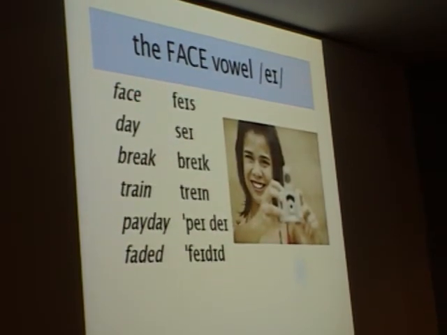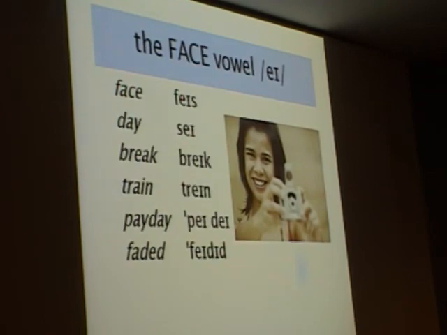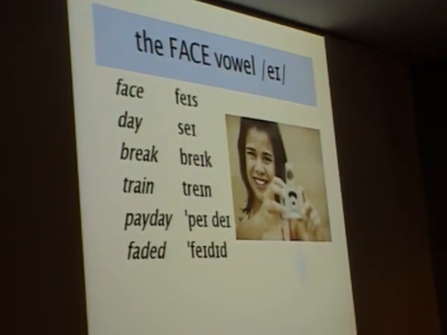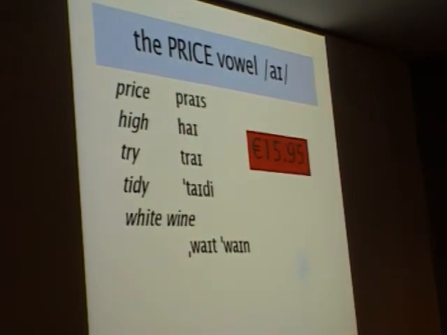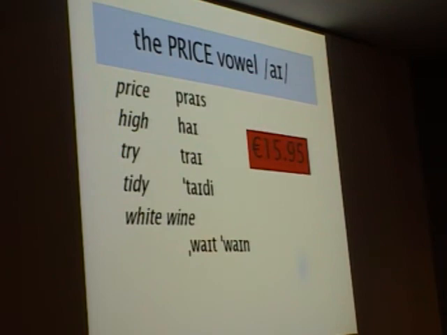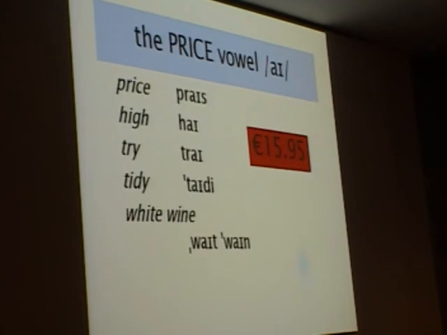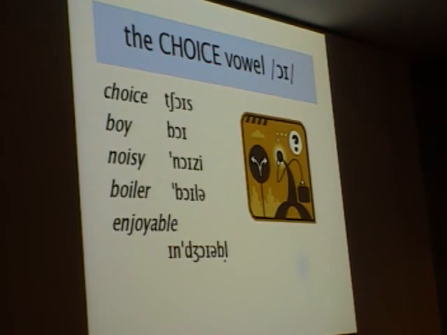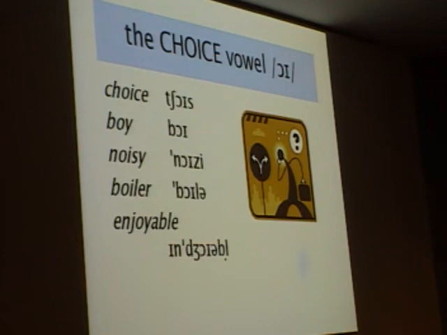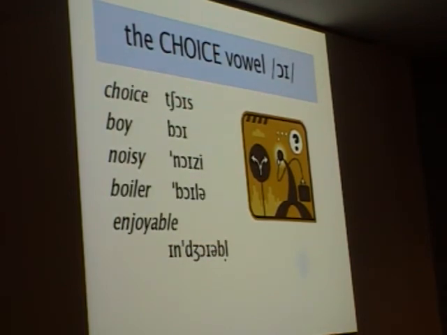Here's the face vowel, a diphthong. Face, say, break, train, payday, faded. And the one that everybody finds easy, the price vowel, I diphthong: price, hard, try, tidy, white wine. And the choice vowel: choice, boy, noisy, boiler, enjoyable.